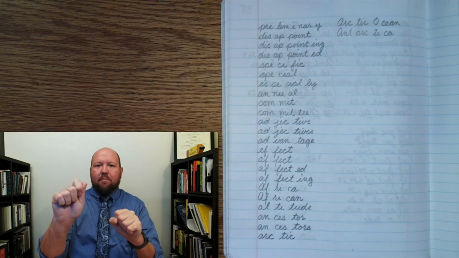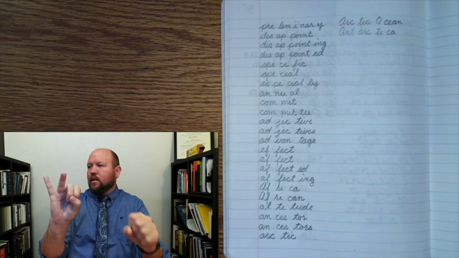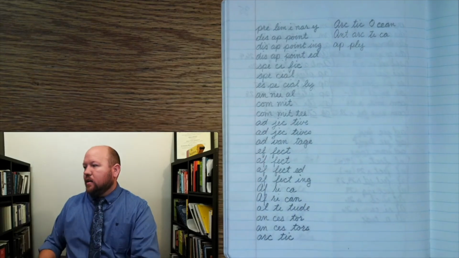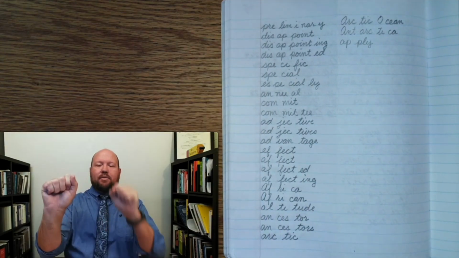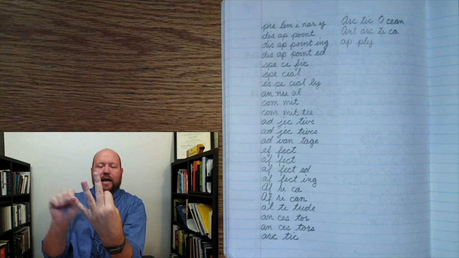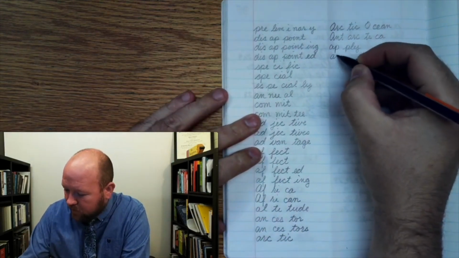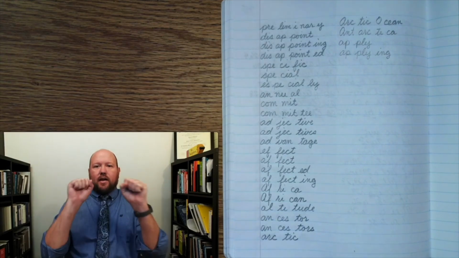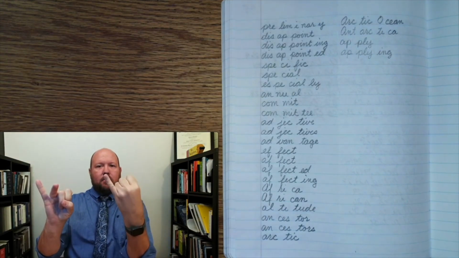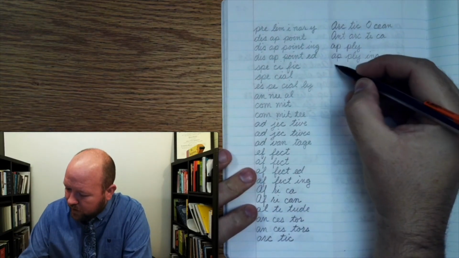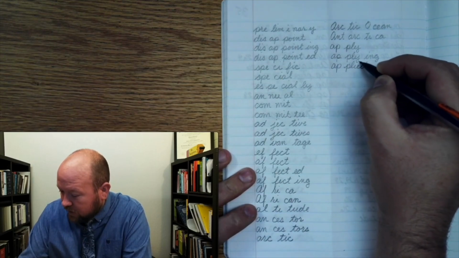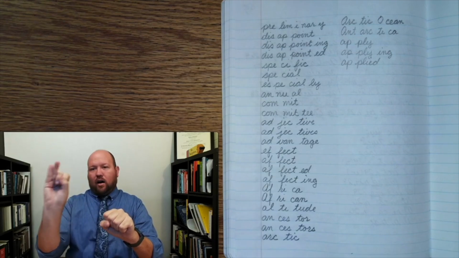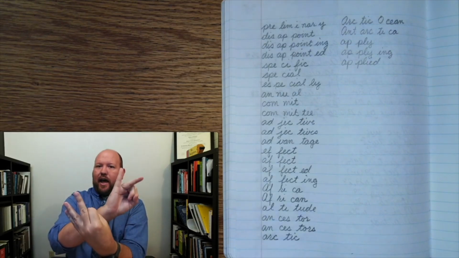Next word, apply. Apply. A-p-p-l-y. Next word, applying. A-p-p-l-y-i-n-g. Next word, applied. A-p-p-l-i-e-d. Applied. Next word, architect. Architect. A-r-c-h-i-t-e-c-t.